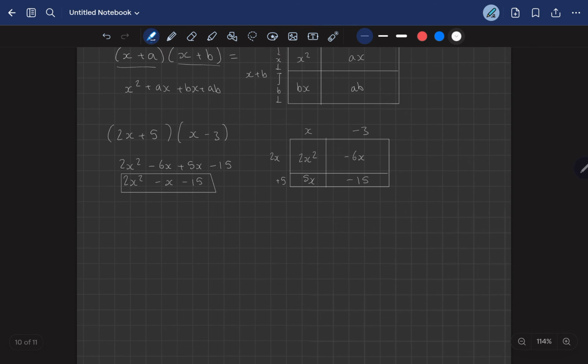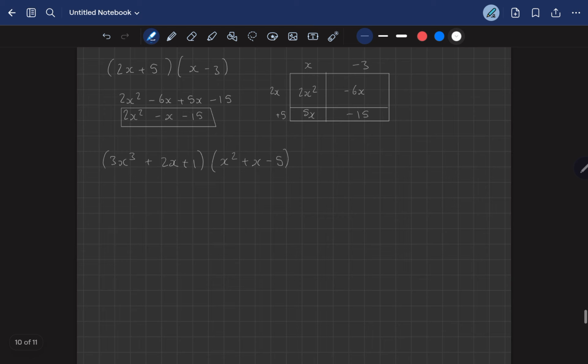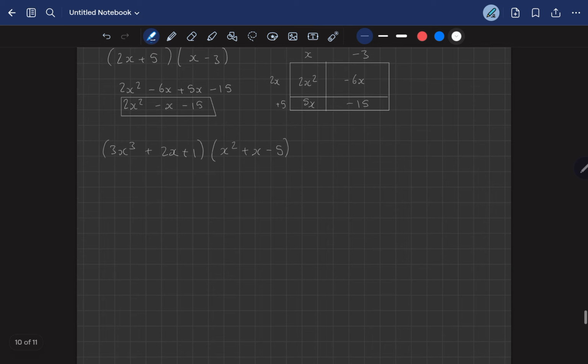How about for polynomials with higher orders? So let's do 3x cubed plus 2x plus 1 times x squared plus x minus 5. Okay, now we do the same thing, but it's going to be a bigger grid. We have 3 terms on this side and 3 terms on this side. So we do a 3 by 3.